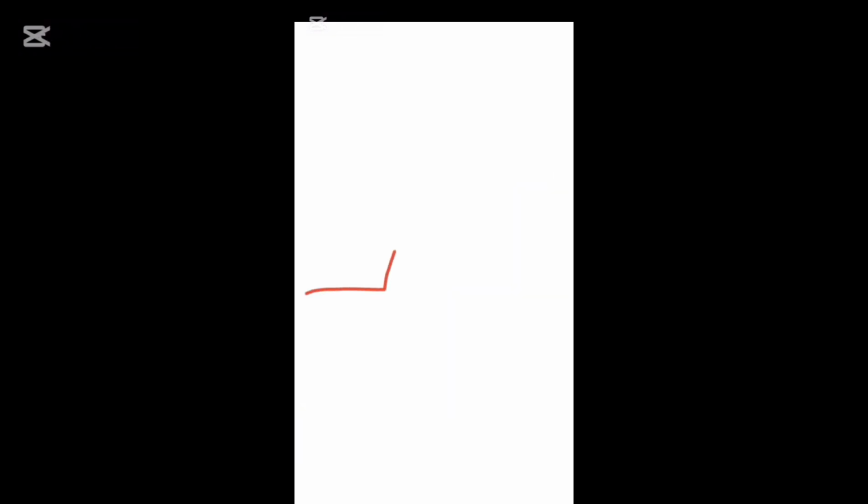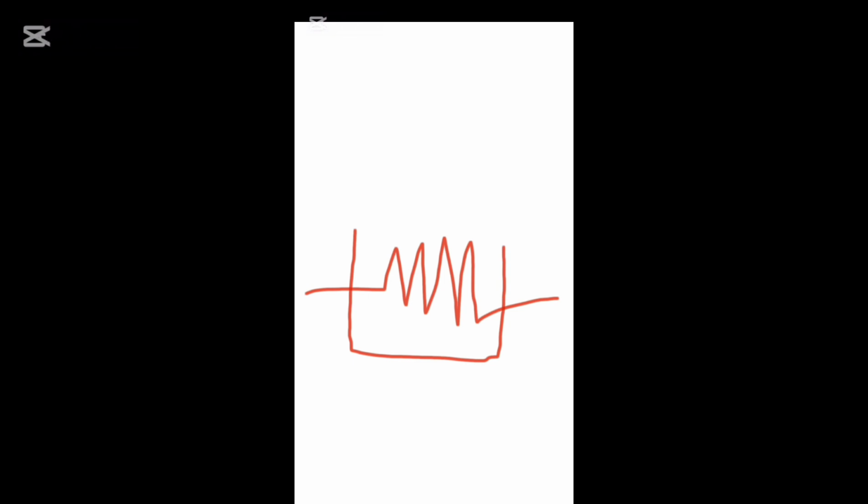The next symbol I'll be drawing is called heating element. It has the same symbol as a resistor, but when it has a rectangular block like this, it simply means it is coated. The next one I'll be drawing is the symbol of fuse. Yes, this is the symbol of fuse. And the next one I'll be drawing is called switch. This is the symbol of switch.